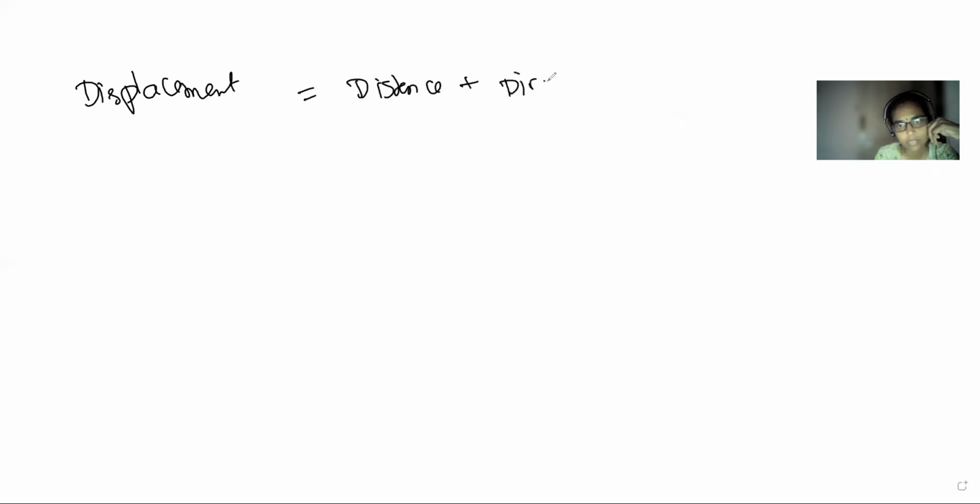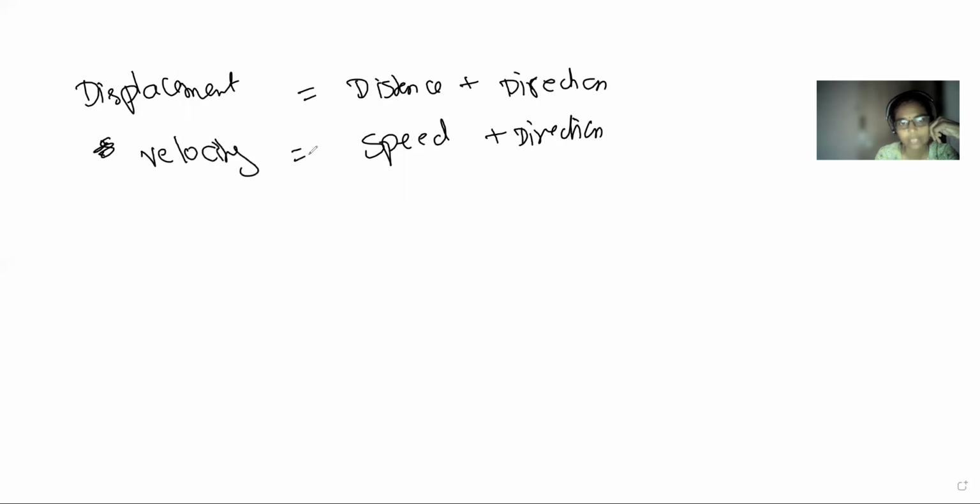Next, let us learn one more concept. Like, see, I told you displacement depends upon direction. That means for the distance, if you add direction, you will get the displacement. Like that, children, for the speed, if you add direction, then that is what we call velocity. Hope it is clear, children.